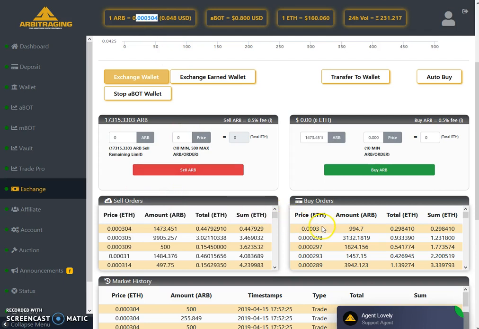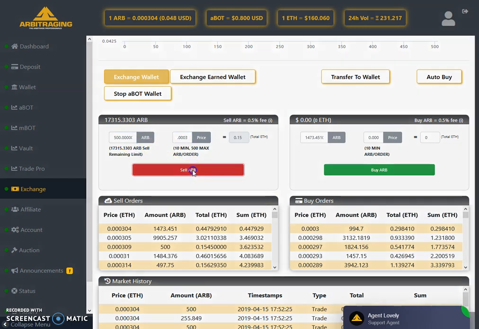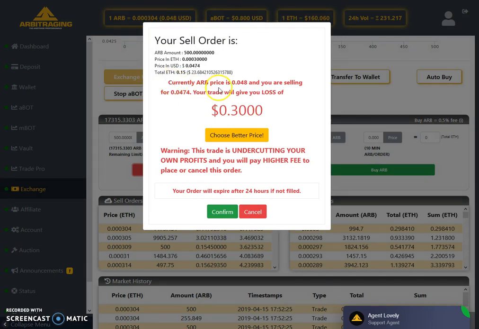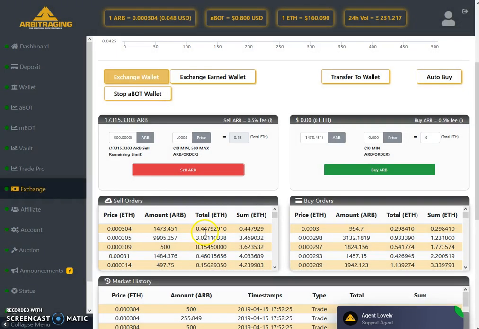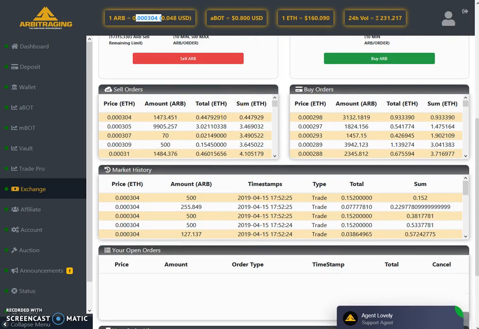Because whenever you place an order, let me show you. Let's write the price here and let's write 500 here, and when you click on sell, see, it is giving a warning. Currently our price is 0.048, you are selling for 0.074, your trade will give you a loss of 30 cents. Warning: this trade is undercutting your own profit and you will pay higher fees to place or cancel this order. Okay, so if this red warning comes, this means you are undercutting the trade. So cancel it and place it after the price zone at the top. When you don't see this red message, this means you are selling. If you see this red message, this means you are undercutting. So just keep that in mind, okay? And you will not pay any fees for that, okay?